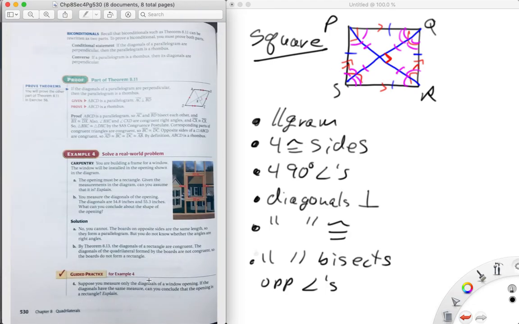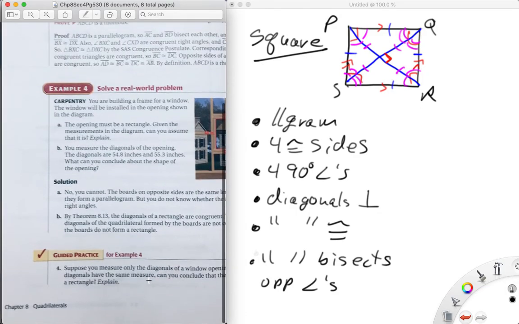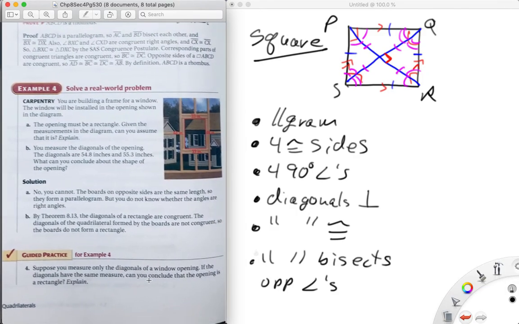So suppose you measure diagonals of a window opening and the diagonals have the same measure. Can you conclude that this opening is a rectangle? Yes, because a parallelogram is a rectangle if and only if the diagonals are congruent. So yes, you can.